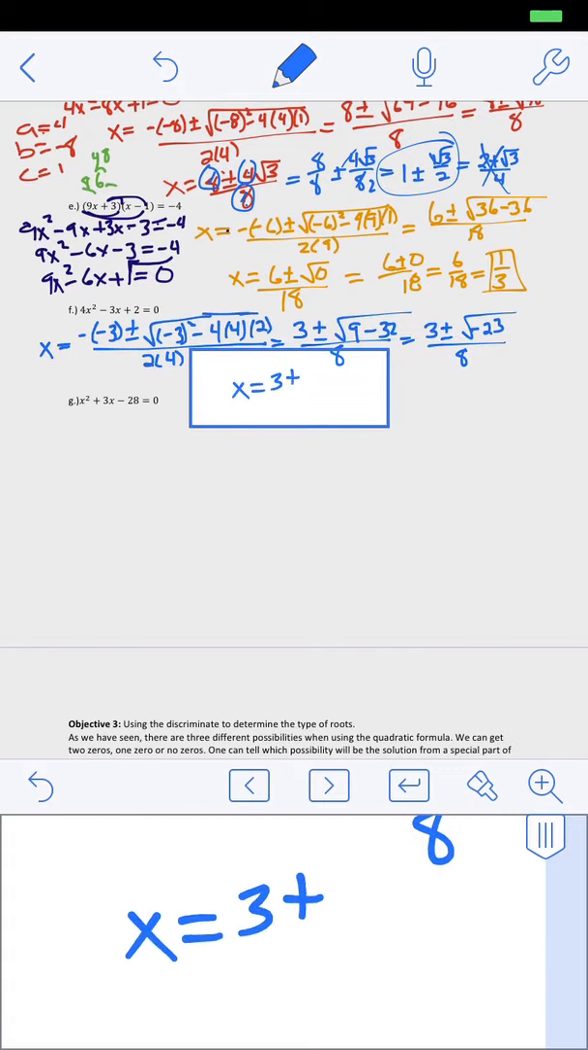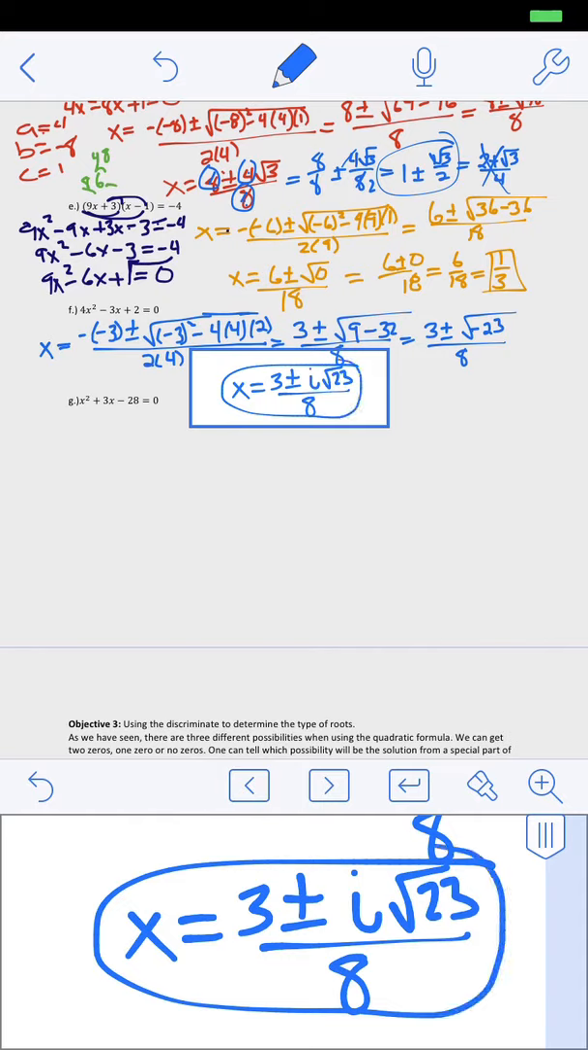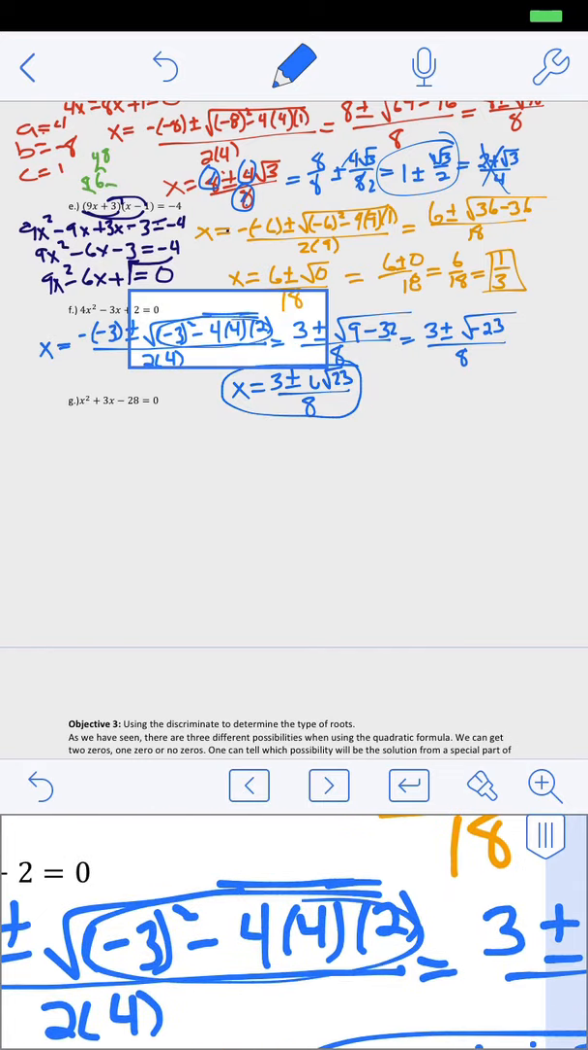So we have 3 plus or minus the square root of -23. Oops, not -23. We're going to take out the negative part, so we'll call it i root 23 over 8. Since 23 is a prime, we can't reduce it. 3 and 8 don't reduce, so the only thing we can do to reduce is take out that i, and that's our answer. And that's okay, right? We have cases where we have 2 answers, we have cases where we have 1 answer, we now have a case where we have imaginary answers, 2 imaginary answers, technically. So, it happens sometimes. It really depends on what happens underneath this radical.